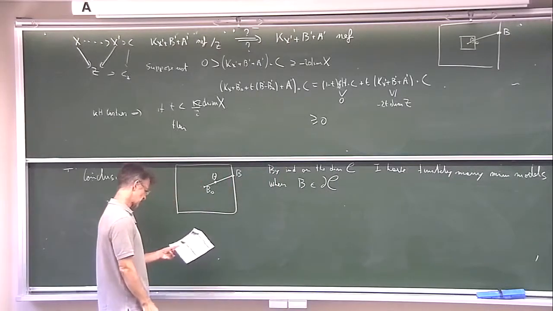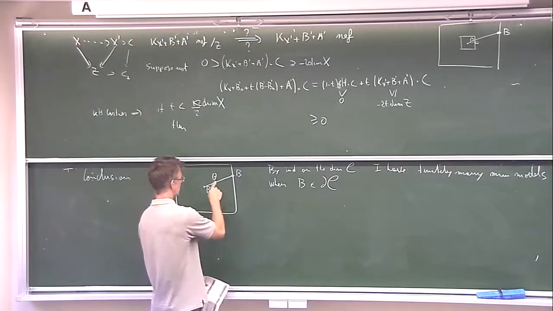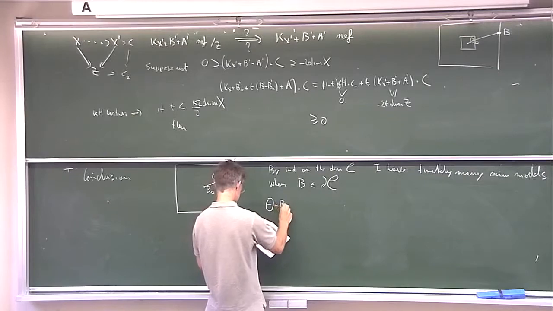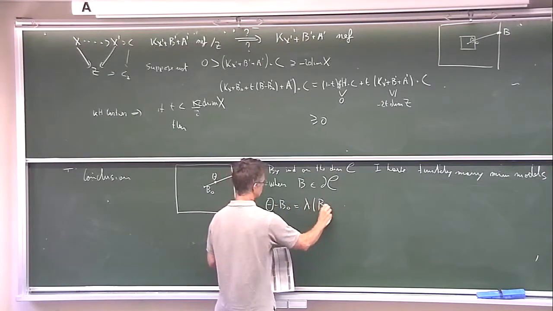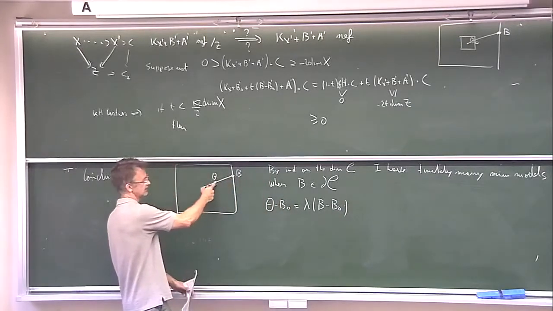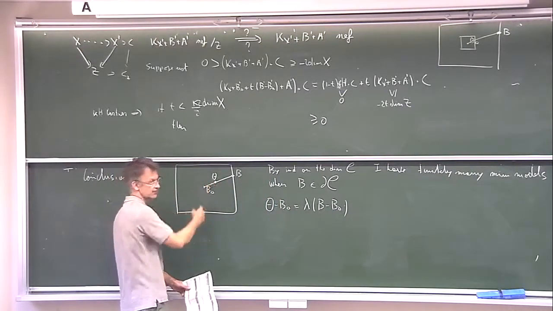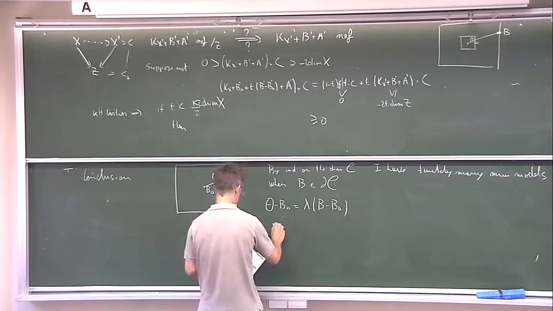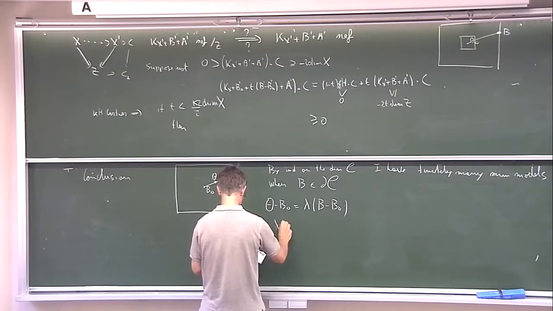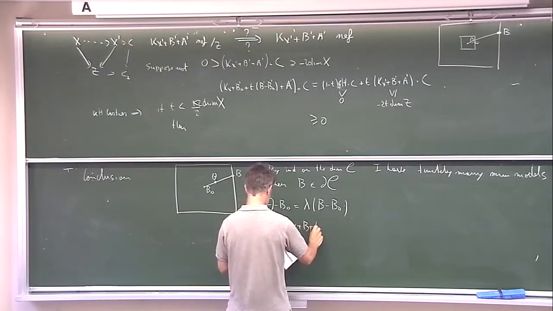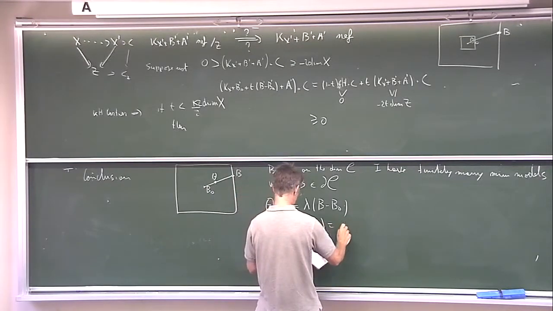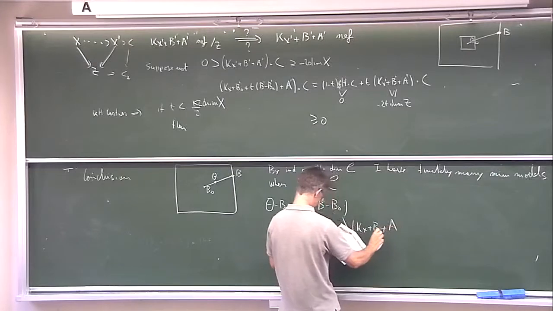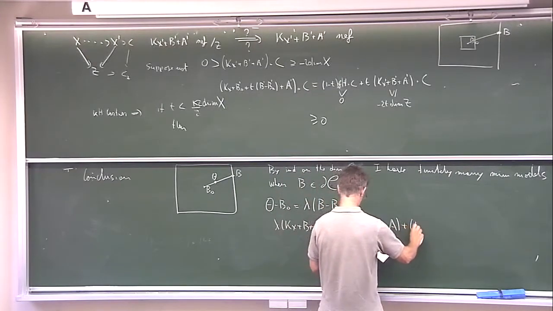Okay, so now what do I do in general? If I have any other point inside here, then I can say theta minus B0 is just a multiple of B minus B0, where this multiple is going to be less than 1. Okay? So now, notice that, let's do it this way. Lambda (kx plus b plus a) is numerically equivalent to lambda (kx plus b plus a) plus 1 minus lambda.